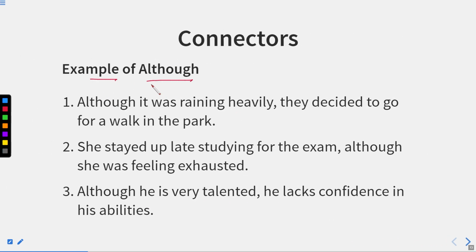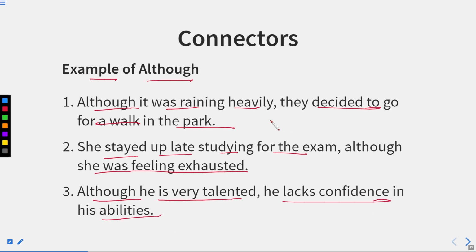Now we can see some examples of although. Let us see some examples. Although it was raining heavily, they decided to go for a walk in the park. Their decision to go to the park did not get affected due to rain. In fact, they decided to go for a walk although it was raining. She stayed up late studying for the exam although she was feeling exhausted. Although he is very talented, he lacks confidence in his abilities. Now, she stayed up late studying.